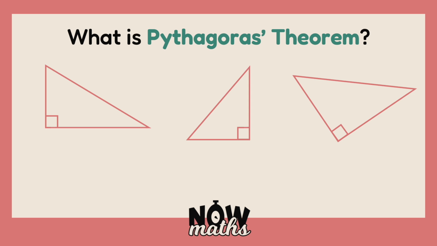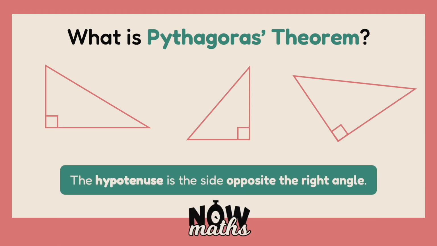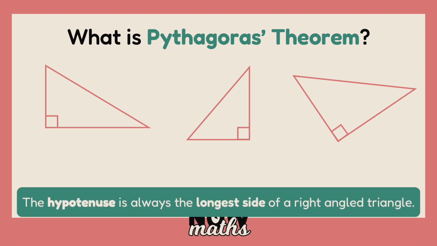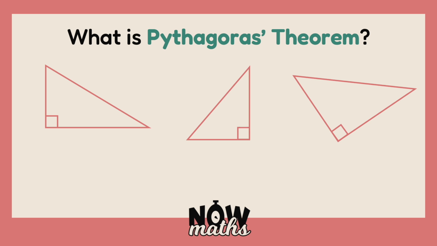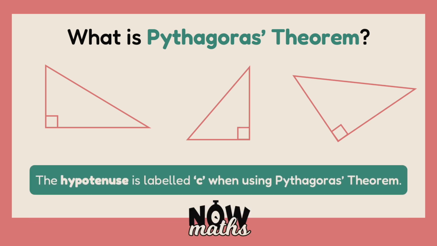To use Pythagoras' Theorem, we need to know about a side called the hypotenuse. The hypotenuse is the side opposite the right angle in a right-angled triangle. The special property that the hypotenuse has is that it's always the longest side of a right-angled triangle. When using Pythagoras' Theorem, we always label the hypotenuse with the letter C.